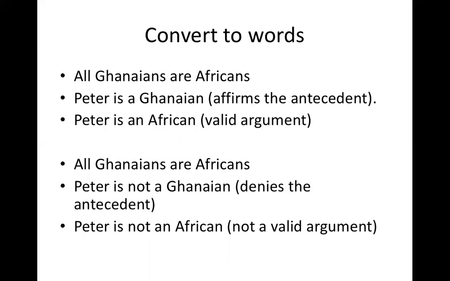Convert it to words. All Ghanaians are Africans. Peter is a Ghanaian. It affirms the antecedent. Therefore, Peter is an African. It's a valid argument. Why is it a valid argument? Now, you say all Ghanaians are Africans. So everyone who is a Ghanaian is included in the identity Africans. And then you said Peter is a Ghanaian. So definitely, because all Ghanaians are Africans, Peter should also be an African. That's why it is a valid argument.